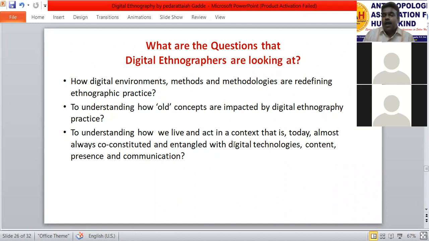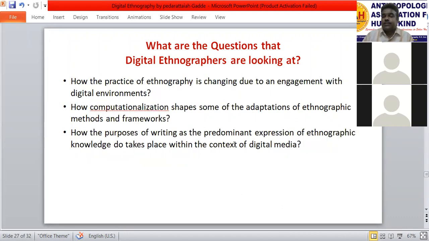To understand how we live and act in a context that is today almost always co-constituted and entangled with digital technologies, digital content, digital presence, and digital communication. So these are the research problems, the questions they're asking.